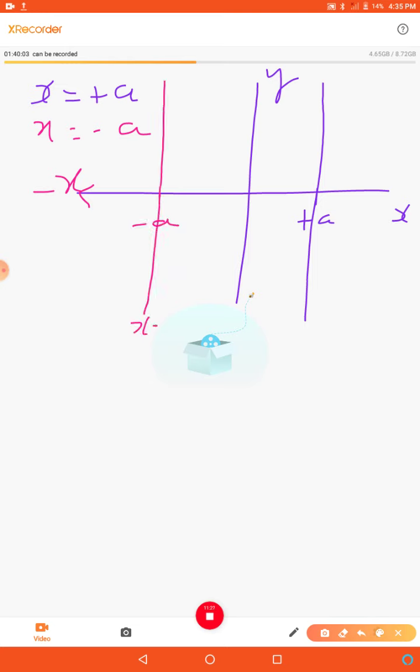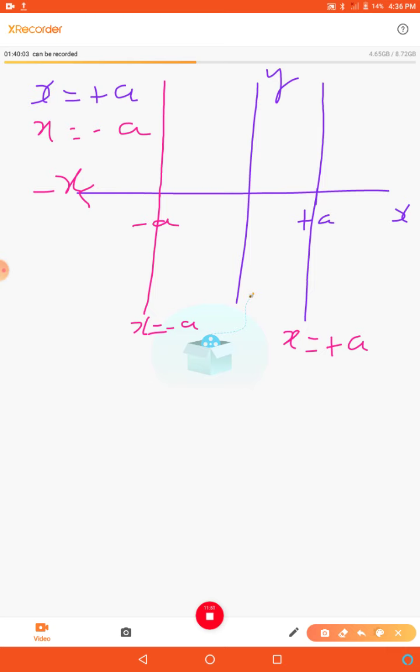This is the line x is equal to minus a, and this is the line x is equal to plus a. Both are parallel to the y-axis. But y is equal to plus b is parallel to the x-axis. So this you should remember. They all represent straight lines.